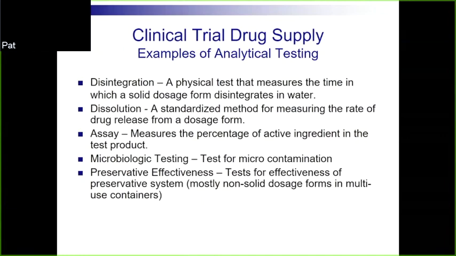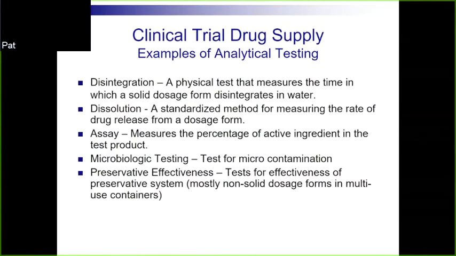Here are just a few examples of some analytical testing that might be done at the time of manufacture or while on stability. Disintegration and dissolution is just a method of measuring the rate at which the drug comes out of the dosage form in a dissolution bath. And then the assay would measure the amount of active ingredient that can be recovered following dissolution, to make sure that if there's 200 milligrams of ibuprofen formulated into a tablet, we're able to assay that and determine that there is plus or minus 200 milligrams that was measured to be in that tablet.